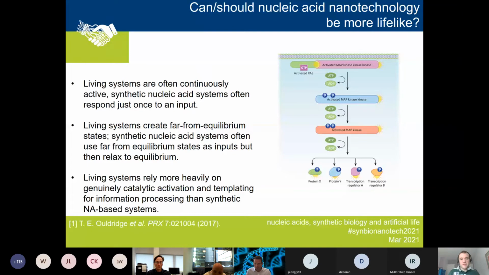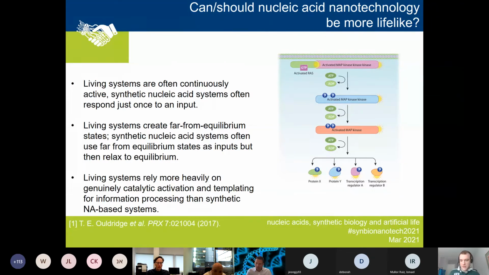And related to this, living systems often rely more on catalysis, genuine catalysis, where we have a molecule that comes in, interacts with something, changes it, comes out, and is retained. In nucleic acid nanotechnology, there are catalytic systems, but it's less prominent than in natural systems. The example I've shown here is the kinase cascade, where signal transmission is done via catalytic activation of subsequent steps in the cascade, rather than signals being consumed as they typically are in strand displacement.